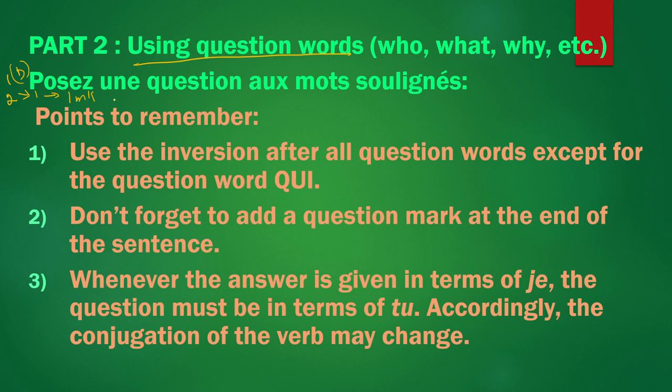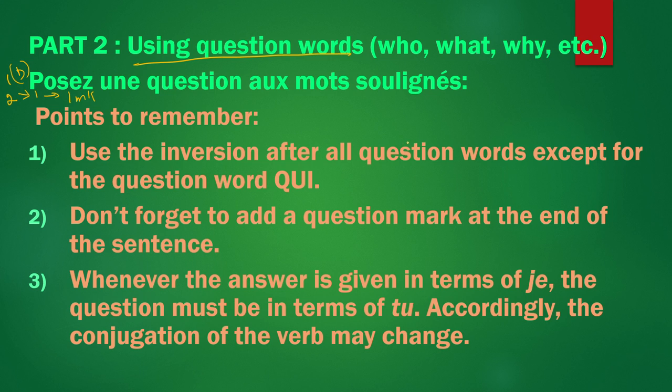Okay, it will be questioned like this. The main instruction will be "poser une question au mot souligné." Basically, you have to frame a question such that the underlined part becomes the answer. So 3 points you have to remember. We've done inversion last time. Use the inversion after all question words except for the question word qui. So the question word comes at the start of the sentence always, and then you carry on with the rest of the sentence. You will obviously not include the underlined part in your question, right? Because that is the answer.